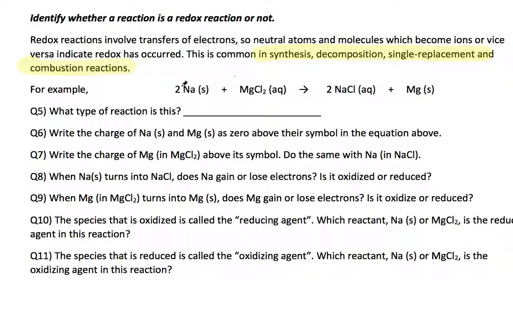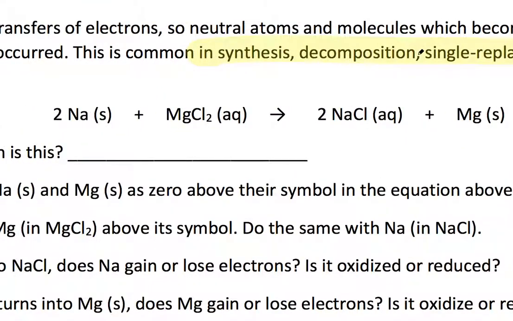So let's take a look at this equation and ask, what type of reaction is this? Of these types, is it synthesis, decomposition, single replacement, or combustion? I'm looking at this as A, this is B, C, and I have A, C, and B. So A and B switch places. That's an example of a single replacement. So I'm going to write single replacement in here.